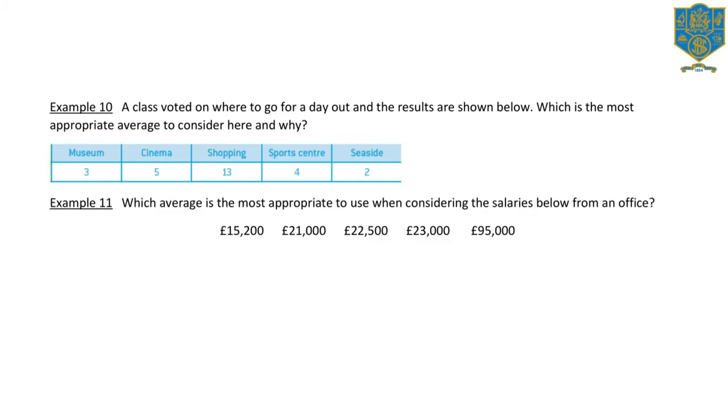So example 10, a class voted on where they would go for a day out, and the results are shown below. Which average would we use? Well, all the data is non-numerical. Now, we do have frequency, so we've got 3 people wanted to go to the museum and 5 wanted to go to the cinema. But we couldn't arrange those activities in an order, so we can't find the median. And we can't add the museum plus a cinema, so we can't do that. So this one, it has to be the mode, because the data is non-numerical.